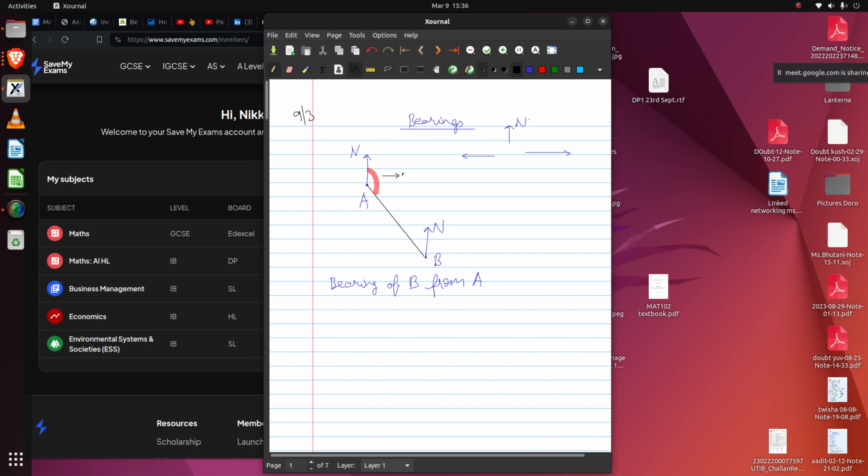This is the bearing of B from A. So the "from" part is very important. From which point am I trying to measure?